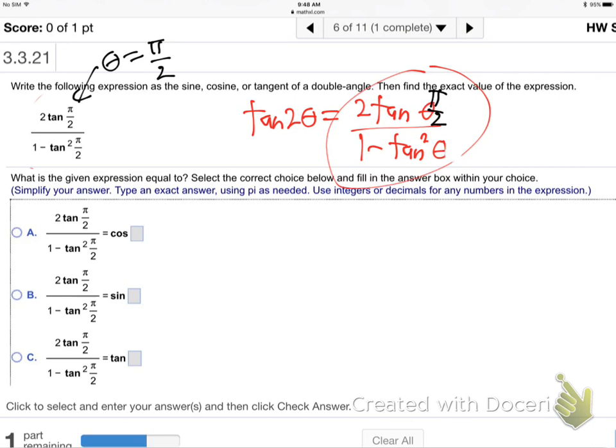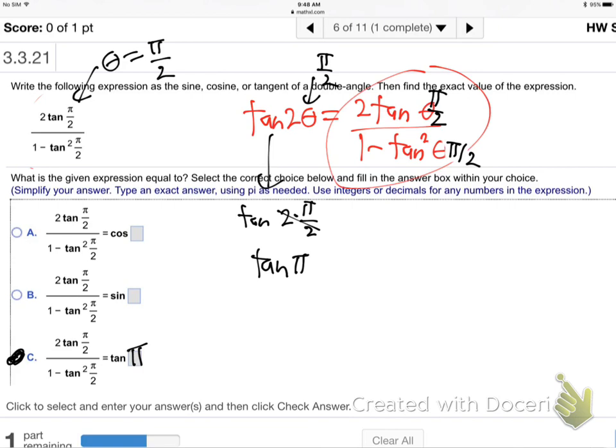So the theta is pi over 2 in both cases. Right? If the theta is pi over 2 on the right side, it's pi over 2 on the left side. So therefore this becomes the tangent of 2 times pi over 2, better known as the tangent of pi, because these guys cancel. That's tangent of pi. This option, tangent pi, we're done.